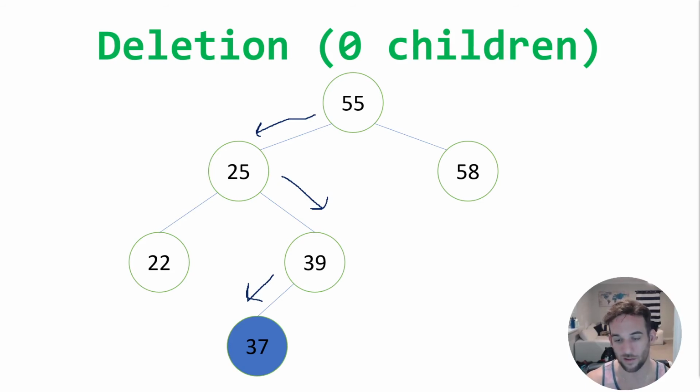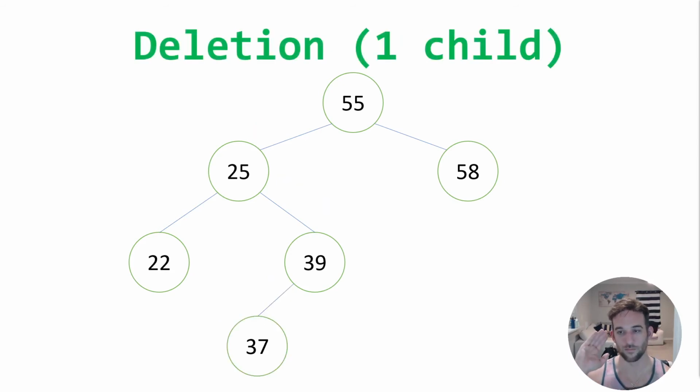If it was the right child, say if 37 was over here and 37 still didn't have any children, you would just say 39's right child is equal to null, and that's it. So again, 37, the node we want to delete, has no children. So you go to its parent and set its left child to null, or its right child, depending on where it's at. That's all.